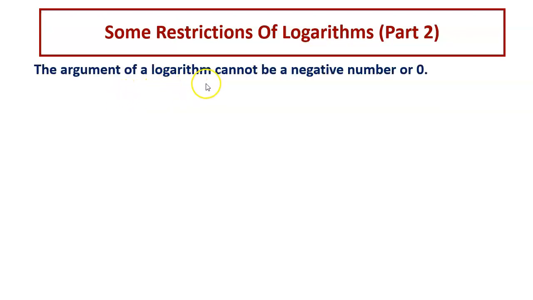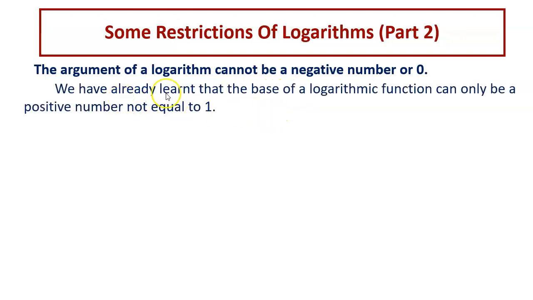The argument of a logarithm cannot be a negative number or equal to 0. We will be seeing why we can't take the argument of a logarithm to be a negative number or equal to 0. And as I have said, we have already learned that the base of a logarithmic function can only be a positive number which is not equal to 1. The base cannot be a negative number, it cannot be equal to 0 and it cannot be equal to 1.